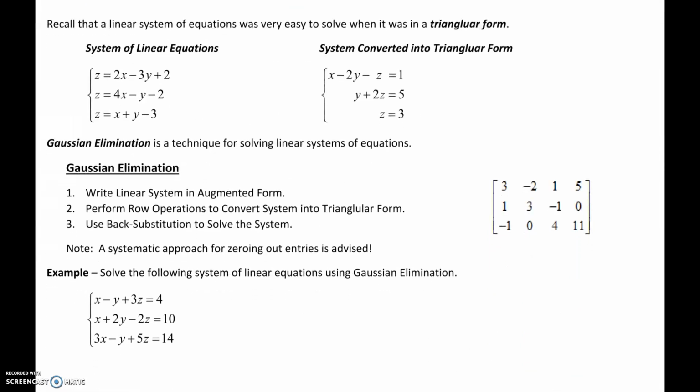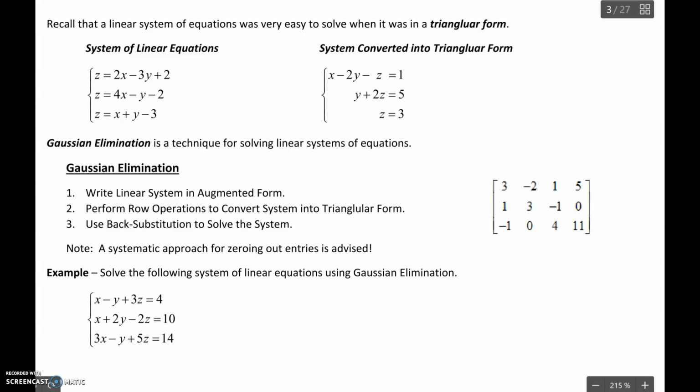Recall that a linear system of equations is very easy to solve when it's in triangular form. So on the left side, you have a system of equations. On the right side, it's in triangular form, and it's much easier to solve. So our method for solving that is called Gaussian elimination. It's a technique for solving a system of linear equations. So we can do that with matrices.